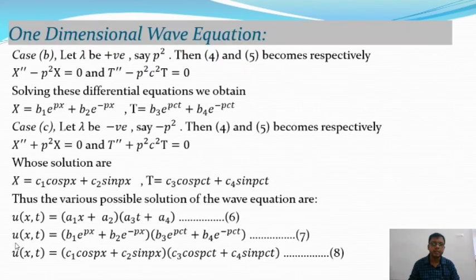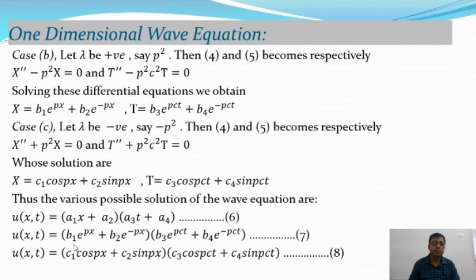Or it will be u of x comma t is equal to b1 e to the power px plus b2 e to the power minus px, into b3 e to the power pct plus b4 e to the power minus pct, and we can write it as equation number 7. And in the third and last one, the general solution of u of x comma t is (c1 cos px plus c2 sin px) into (c3 cos pct plus c4 sin pct), and we can write it as equation number 8.